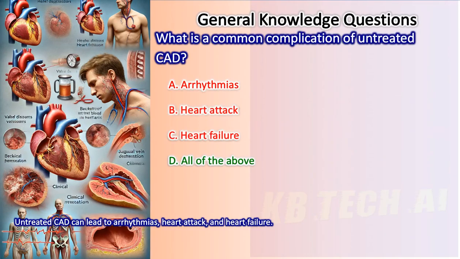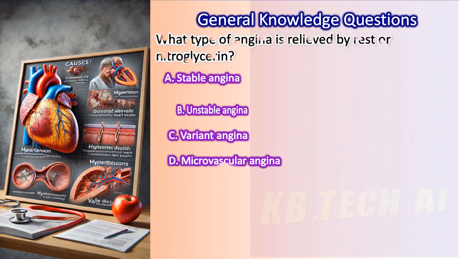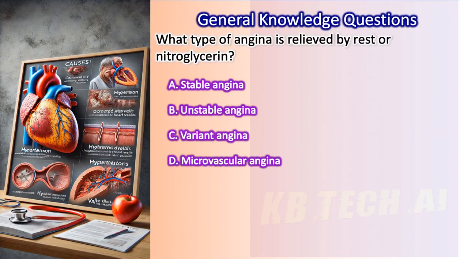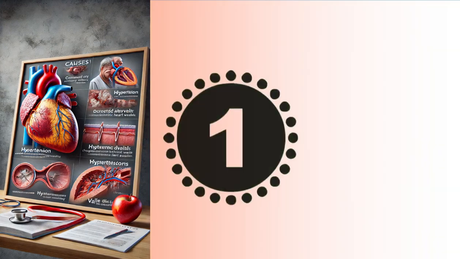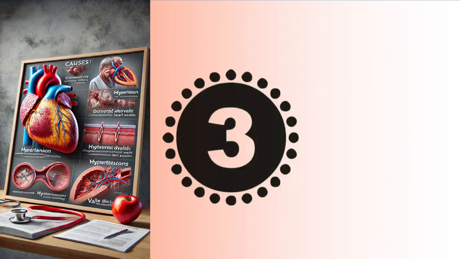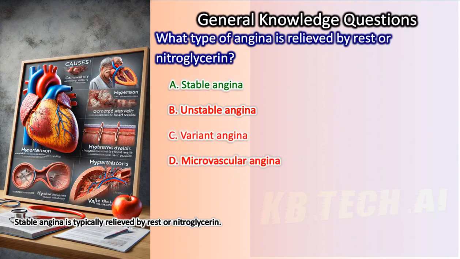All of the above. What type of angina is relieved by rest or nitroglycerin? Option 1. Stable angina. Option 2. Unstable angina. Option 3. Variant angina. Option 4. Microvascular angina. The answer is option 1.